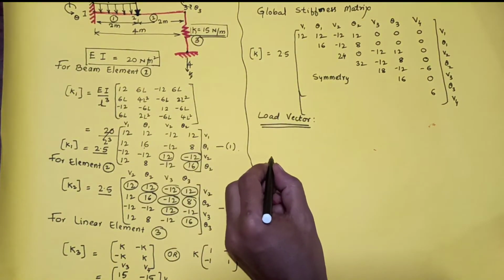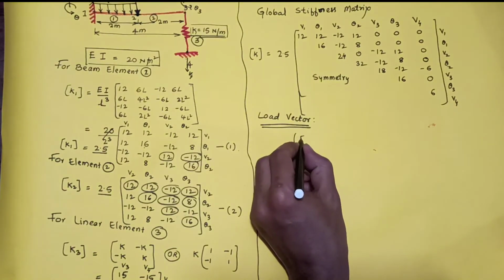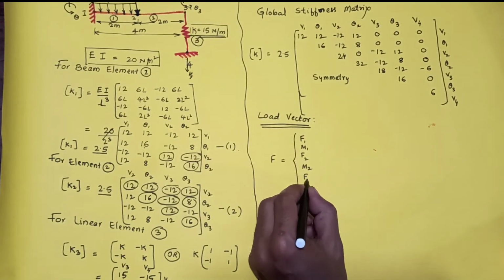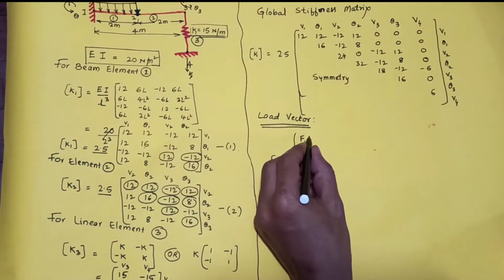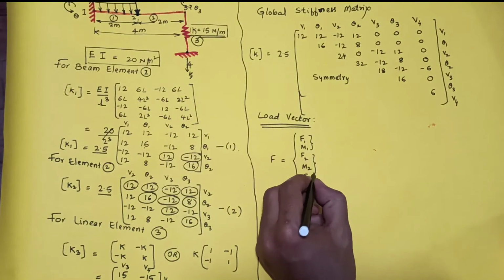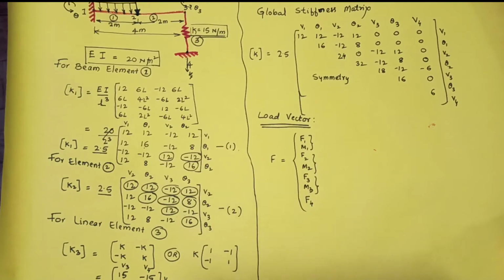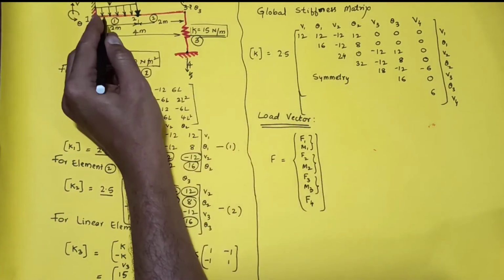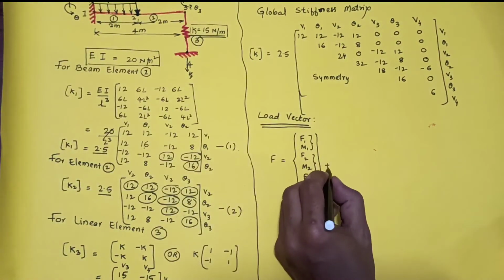Where force vector F, in general, will be F1 M1, F2 M2, F3 M3, and finally at node 4, these are node 1, node 2, node 3, and at node 4 you are having only F4. No bending moment will be there. So this is the force vector when considering the beam element for UDL. Now there will be point loads.